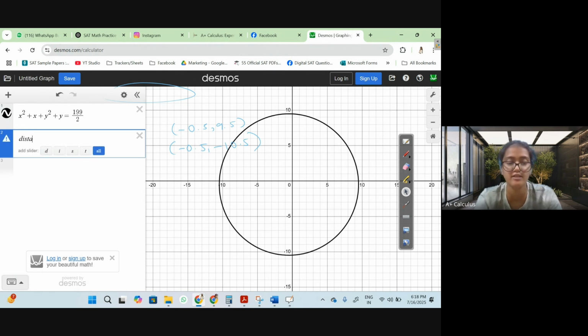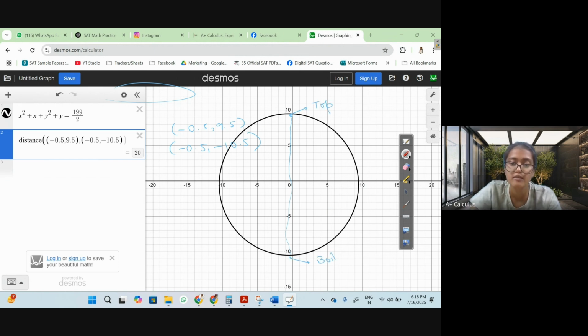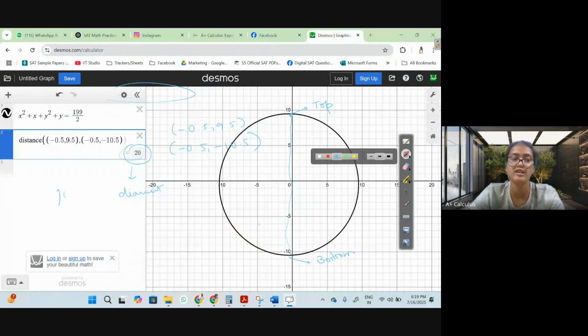So type distance and type the 2 points. So (-0.5, 9.5) and (-0.5, -10.5). So this is the distance between these 2 extreme points. Now, obviously, this is the topmost point, and this one is the bottommost point. So obviously, the line connecting these 2 points will be the diameter. So this is the diameter. So you know that the answer will be half of 20, which is 10.